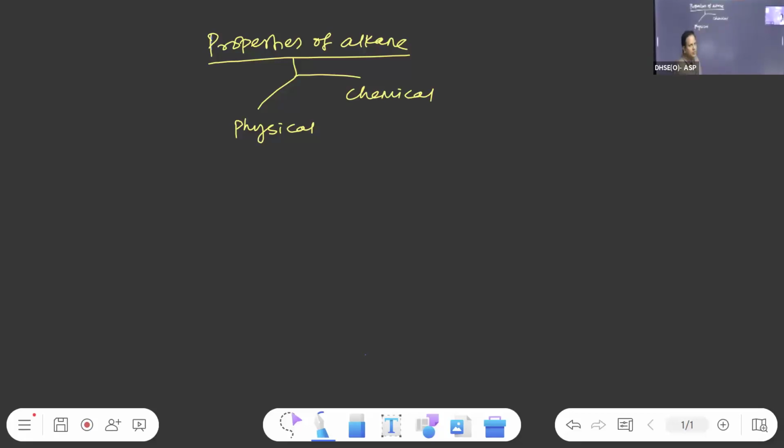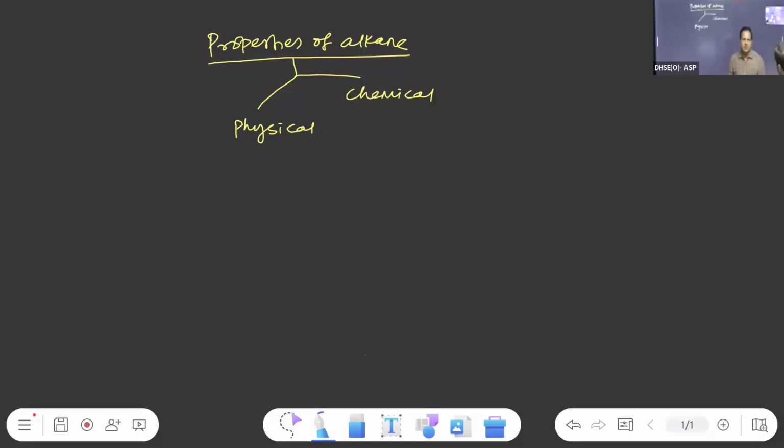All of you must know the difference between physical and chemical properties. Already in lower classes, physical properties include topics like physical state, melting point, boiling point, solubility, and dipole moment. All these properties come under physical properties. Chemical properties are the chemical reactions: which type of chemical reactions are shown by a particular compound, like addition reaction and substitution reaction.